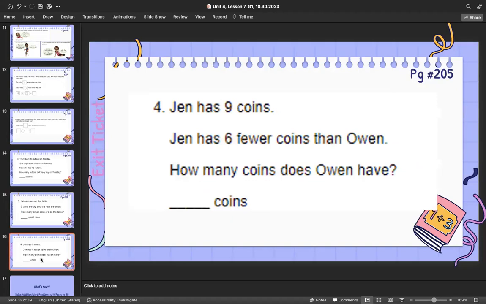Here's another doozy. Okay, ready? Jen has 9 coins. Jen has 6 fewer coins than Owen. How many coins does Owen have? So are we going to add or are we going to subtract? Go through each one of those sentences and comprehend and really talk it out with your Learning Coach about what you think is going to happen. Pause and work it out with your Learning Coach.